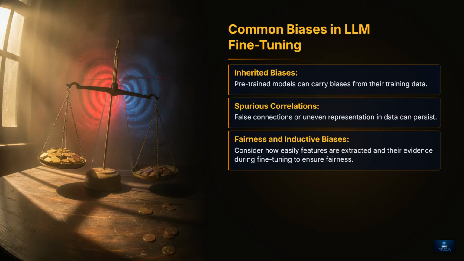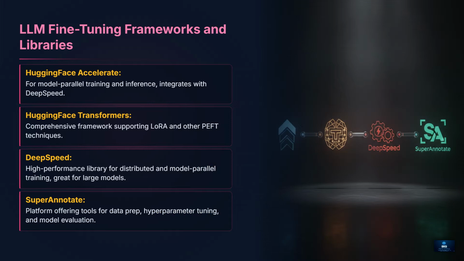It's really important to be aware of potential biases when fine-tuning LLMs. Remember, these models are trained on vast amounts of text data from the internet, which can contain inherent biases. These biases, like spurious correlations or underrepresentation of certain groups, can carry over into the fine-tuned model. We need to be mindful of fairness and consider how features are learned during fine-tuning to avoid perpetuating or even amplifying these issues.